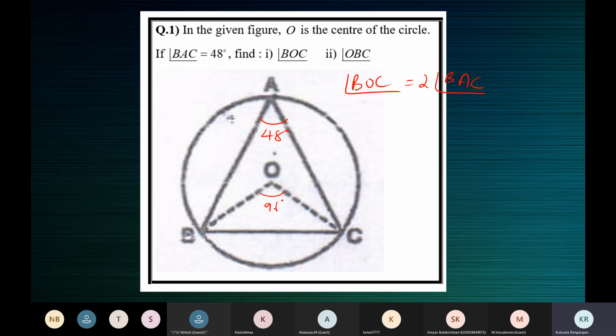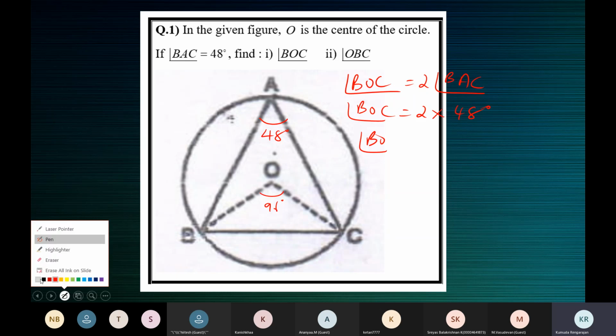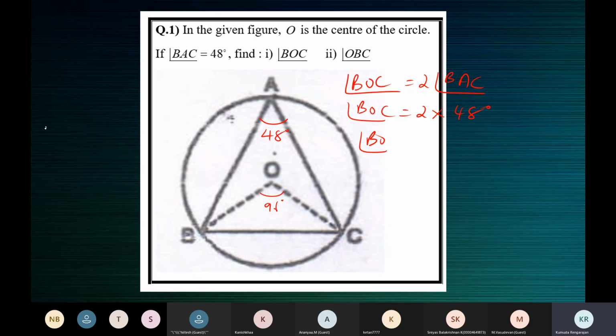Now substitute in the right places. How much is BOC? We don't know. It is equal to 2 into how much is BAC? 48 degrees. Just write the relationship between the angles. We know the angle at the center BOC is twice the angle on the circumference BAC. This is the relationship. If it's about these two angles, always write this rule.